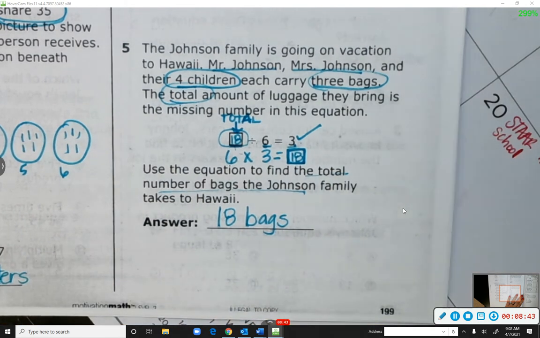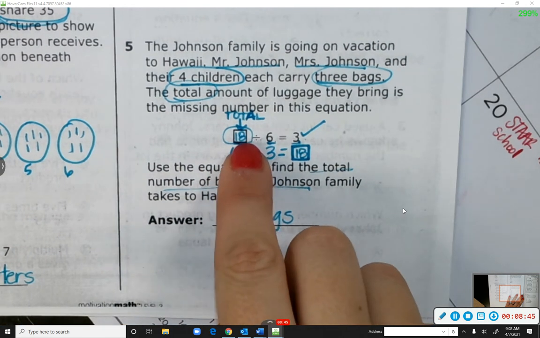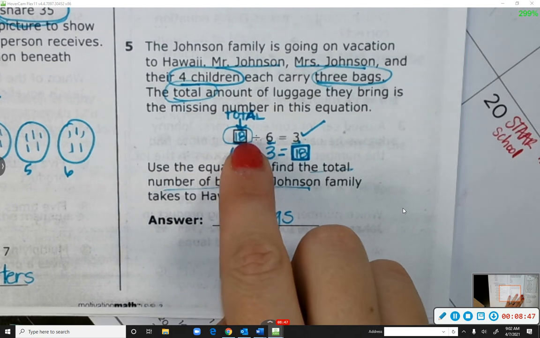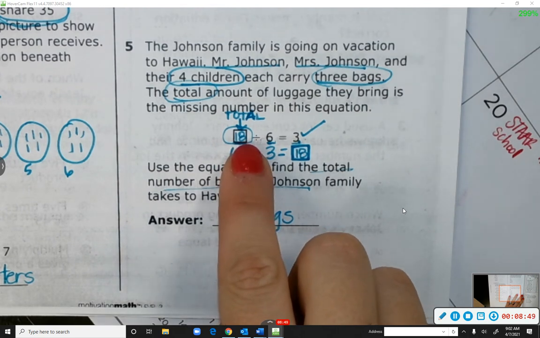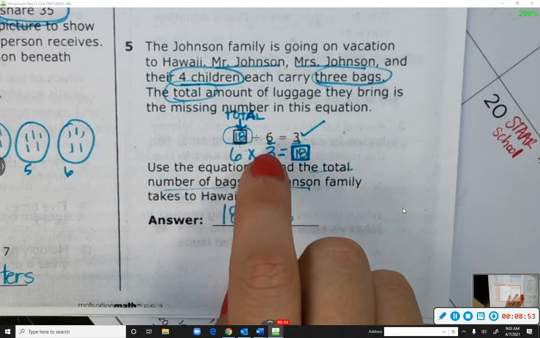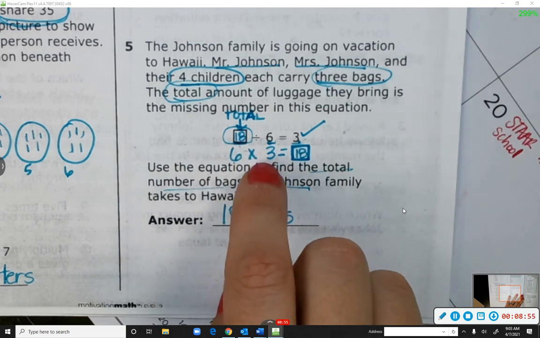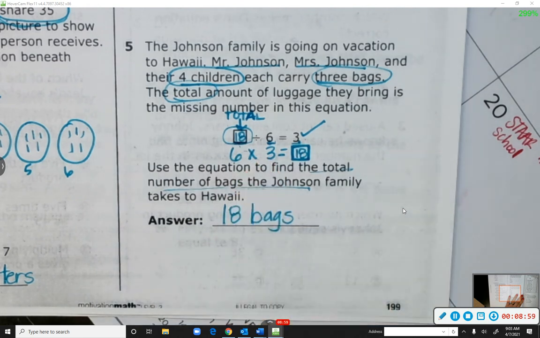Okay, so keep that in mind. If you're missing the first number of a division sentence, you need to find the total. And how do we find the total? Multiply. How do we find the total, Kaylee? Multiply. Sometimes we add, but in this case we were multiplying. Okay?